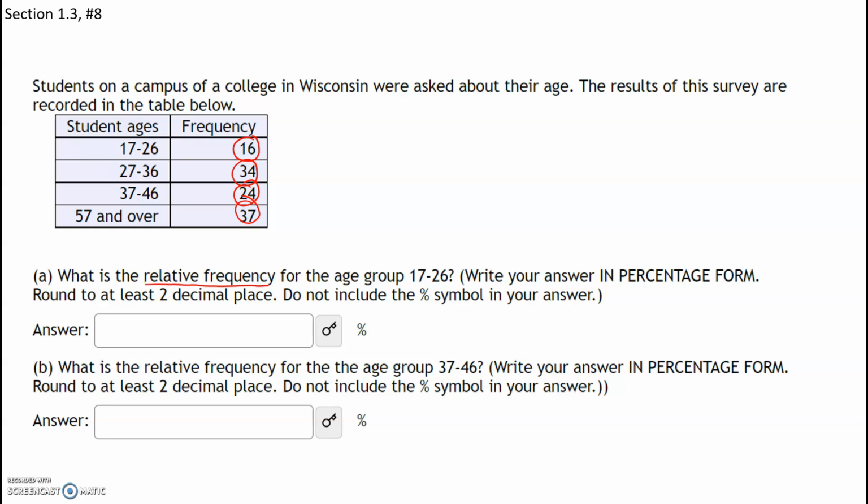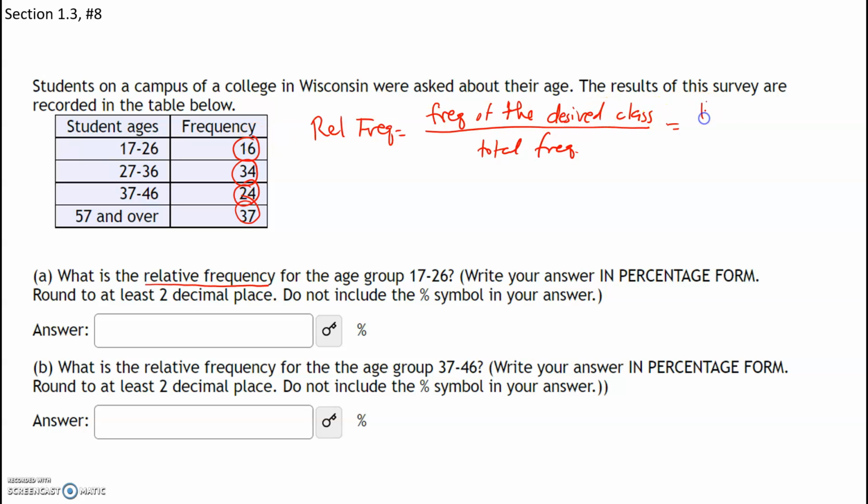So first, let's talk about relative frequency. The relative frequency is equal to the frequency of the desired class, in this case 17 to 26, divided by the total frequency. The first thing we need is the frequency of the desired class. There are 16 students that are between the ages of 17 to 26. So for that age group, our frequency is 16.